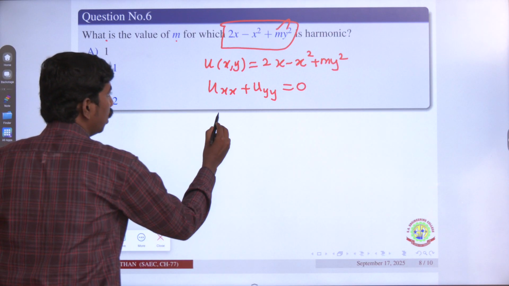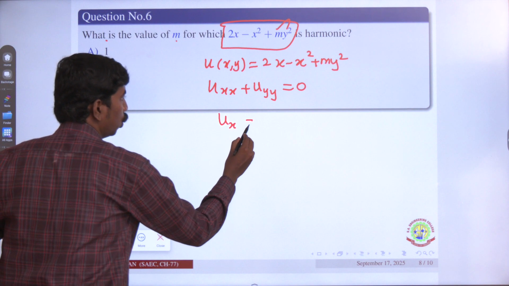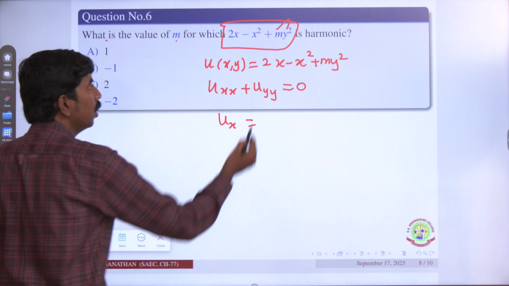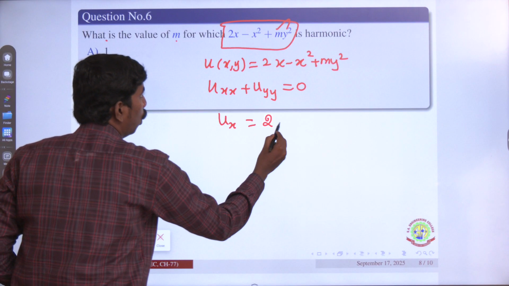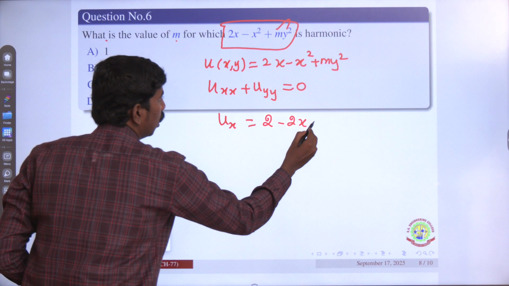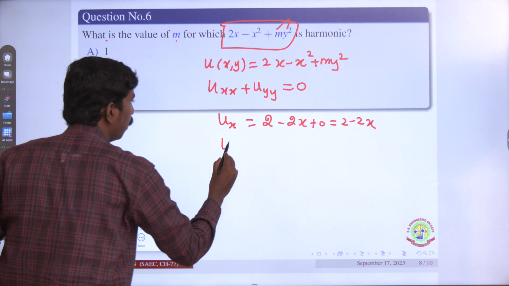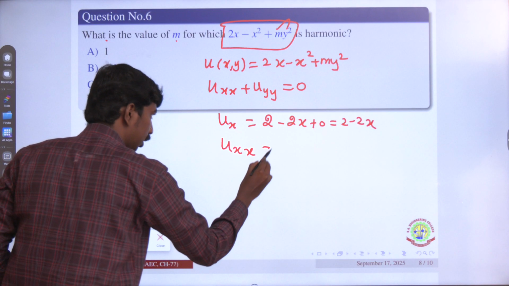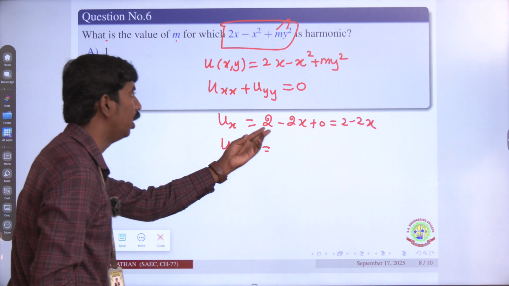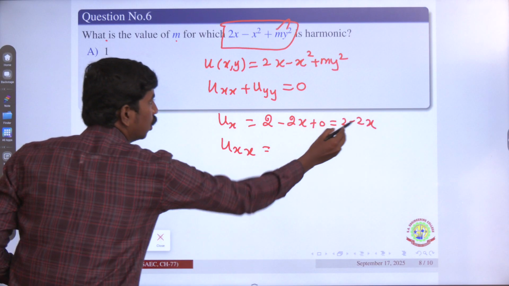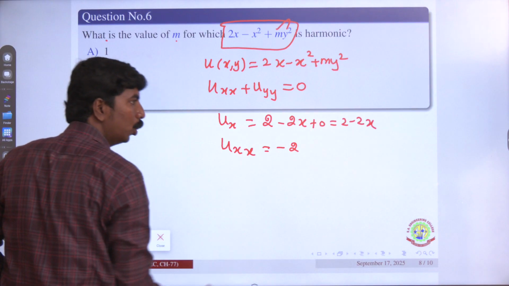So therefore I will differentiate u with respect to x twice. So first I will find out ux. Ux is 2 minus 2x plus 0. Therefore that is equal to 2 minus 2x. Then what is the differentiation of ux with respect to x? Again I will differentiate ux with respect to x. So therefore I will get minus 2.